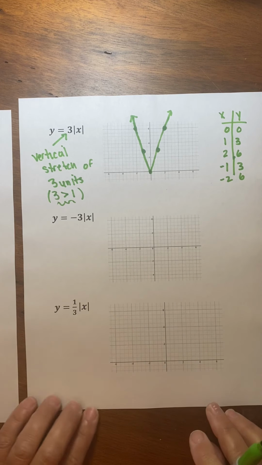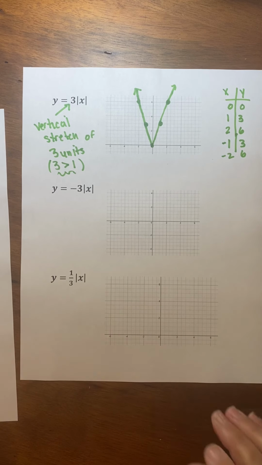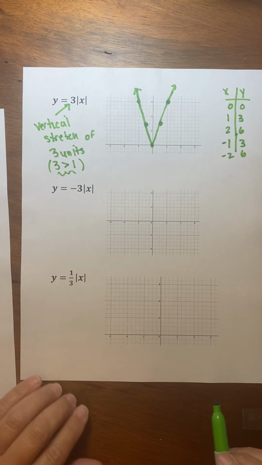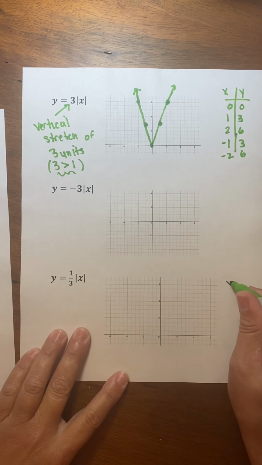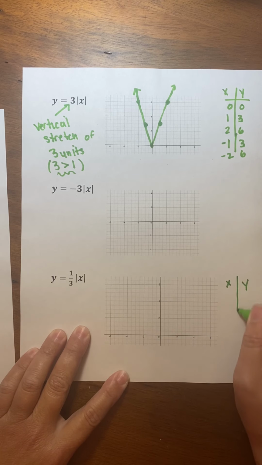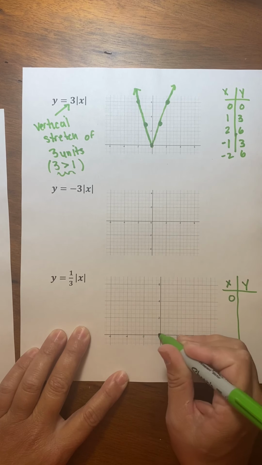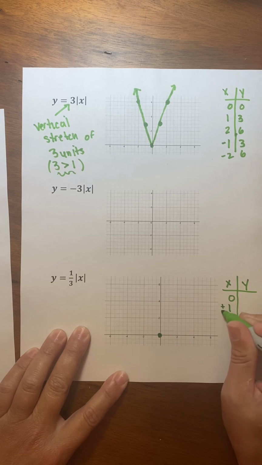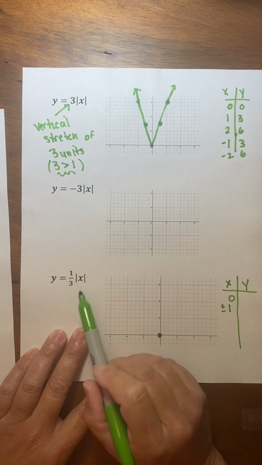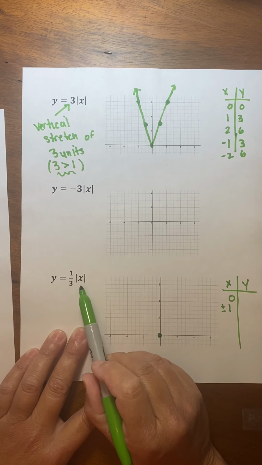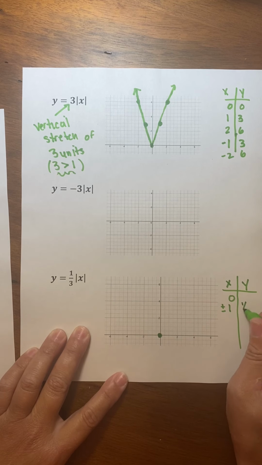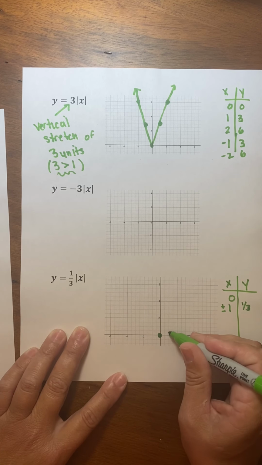So I'm going to go down here to this last graph for a minute, and then we'll revisit the one in the middle. What if I chose to do 1/3 instead of 3? Well, we have x, we have y. If x is 0, we're still at 0. But if x is positive or -1, the absolute value of positive or -1 is 1, times 1/3 is 1/3. So if we go over 1, we're going to be right up here at 1/3. So that's 1/3 about right here and here.